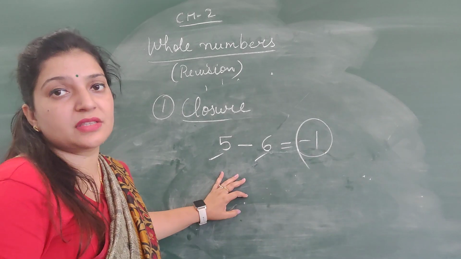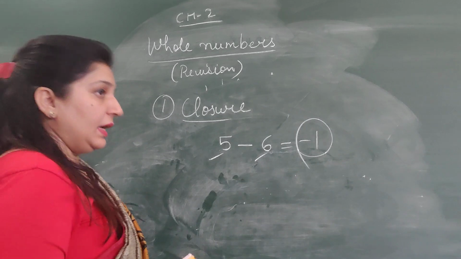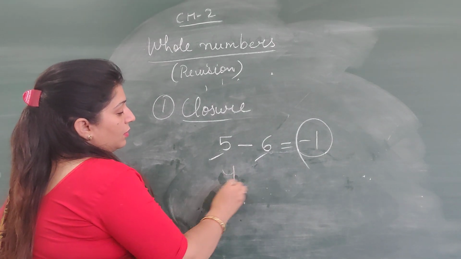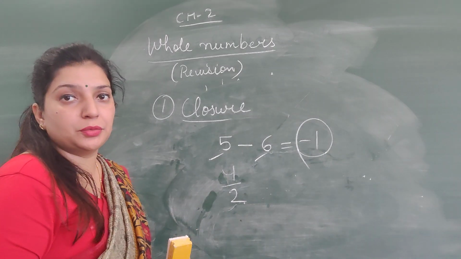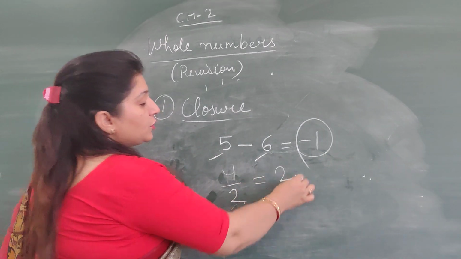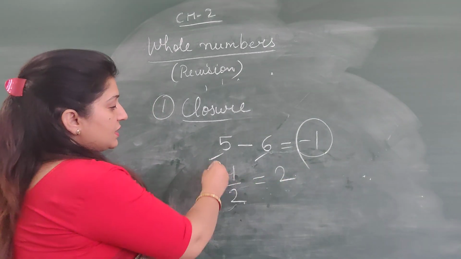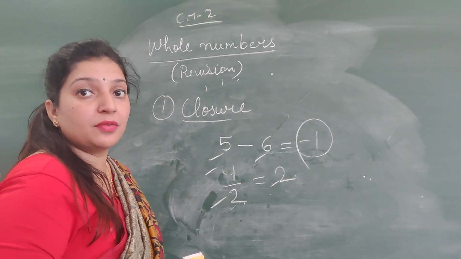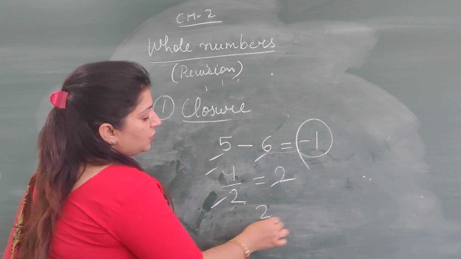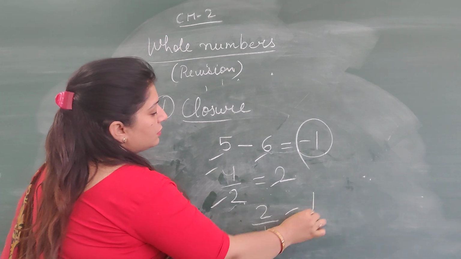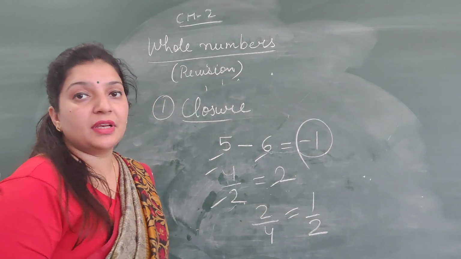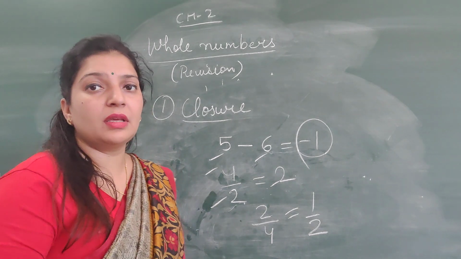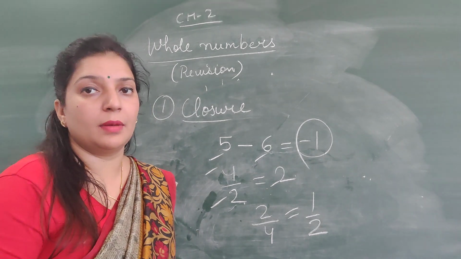Likewise, it does not satisfy for division. In division, we can see the example. 4 upon 2 will give you the answer 2. So obviously this is a whole number, this is a whole number, this is also a whole number. But what if I reverse it? 2 divided by 4. It will give 1 by 2, that is 0.5. Again 0.5 is not a whole number.